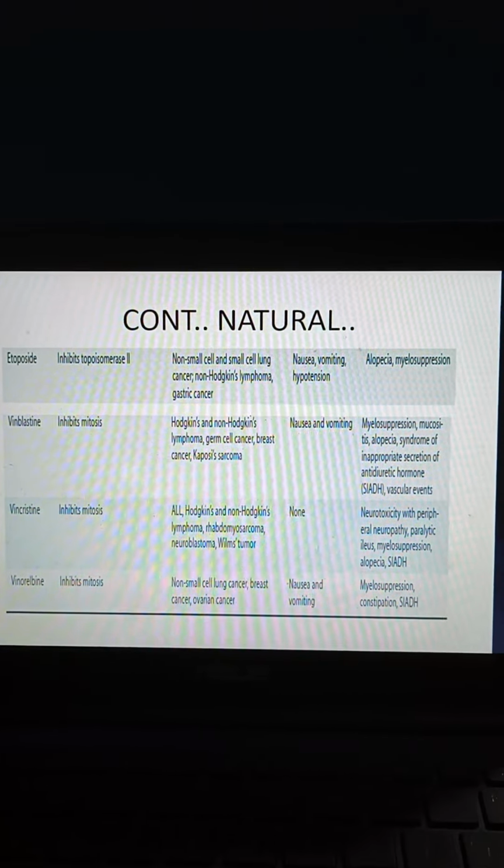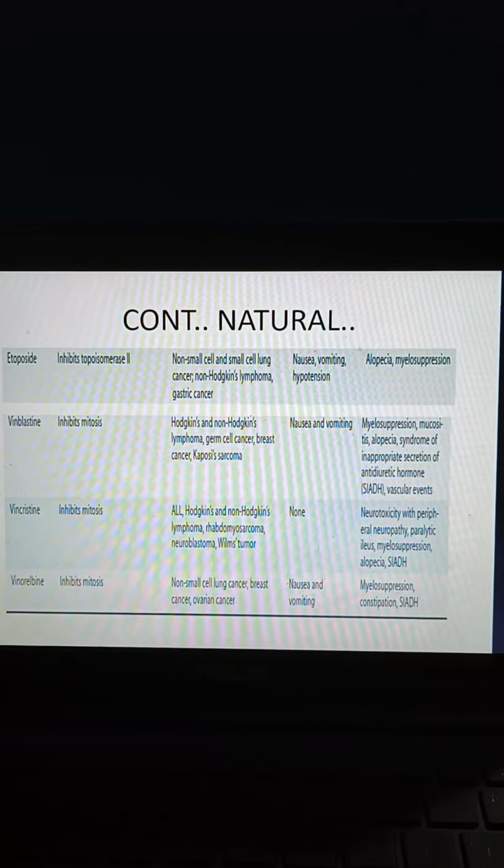Then coming to vincristine, it inhibits mitosis, and it can be used in case of ALL, acute lymphoblastic leukemia, Hodgkin's and non-Hodgkin's lymphoma, rhabdomyosarcoma, neuroblastoma, Wilms tumor. And the acute toxicity of vincristine is not known, and delayed toxicities of vincristine are neurotoxicity with peripheral neuropathy, paralytic ileus, myelosuppression, alopecia, SIADH, syndrome of inappropriate ADH, antidiuretic hormone.